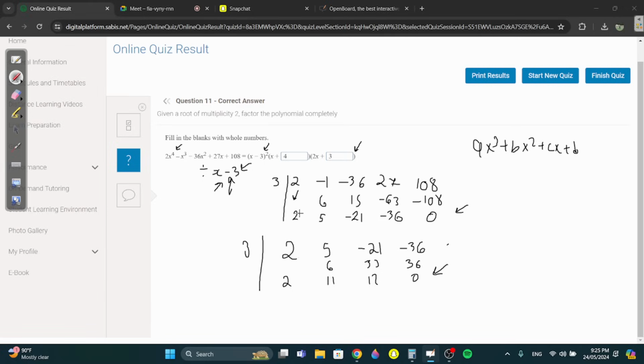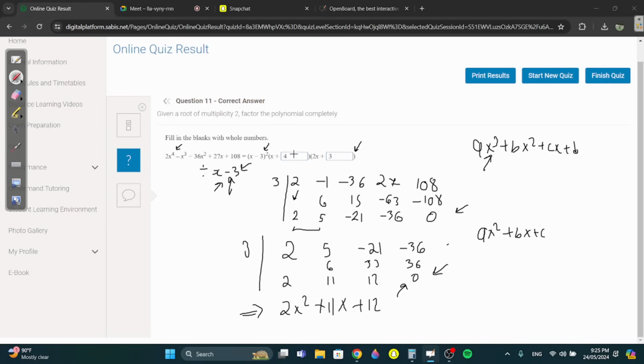So now it was cubic, and since we divided, it's going to become quadratic, ax squared plus bx plus c. It's now 3 terms, so it's going to become 2x squared plus 11x plus 12. And since it's 0 remainder, we just keep it like this. So we divided by x minus 3 squared, and we got this.